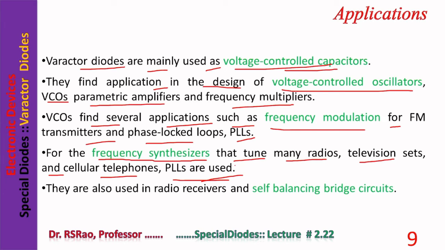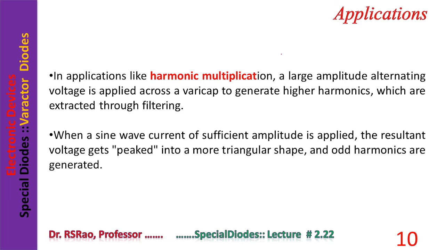So varactors are well known for tuning electronic receivers. They are also used in radio receivers and self-balancing bridge circuit. In applications like harmonic multiplication, a large amplitude AC voltage is applied across a varicap to generate higher harmonics, which are extracted through filtering.